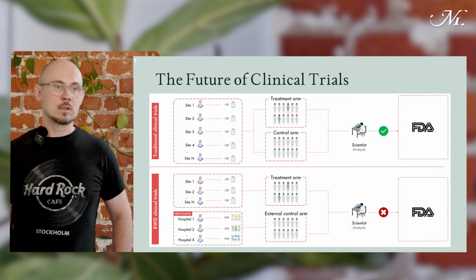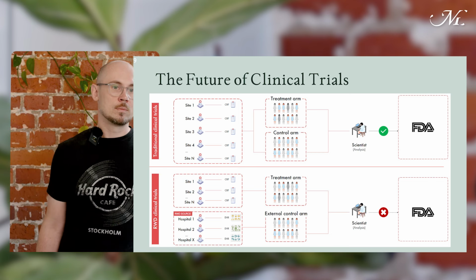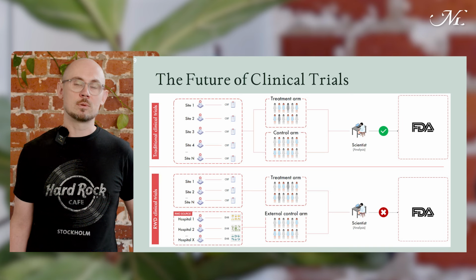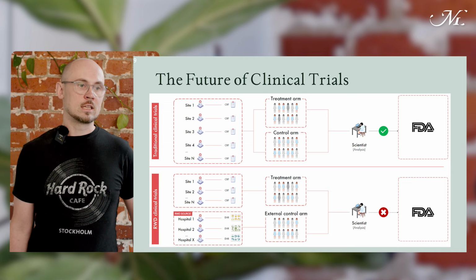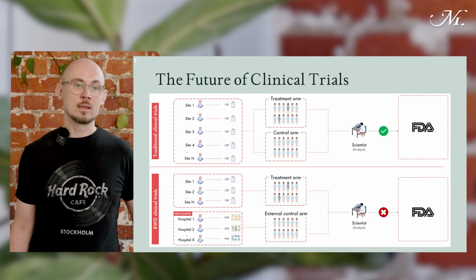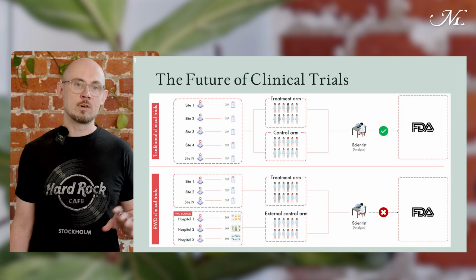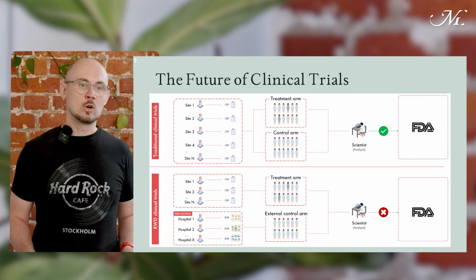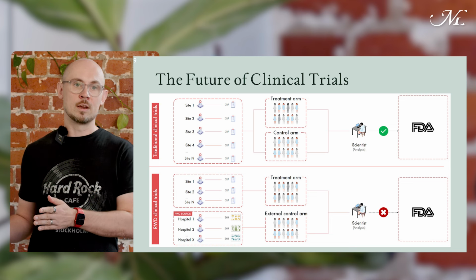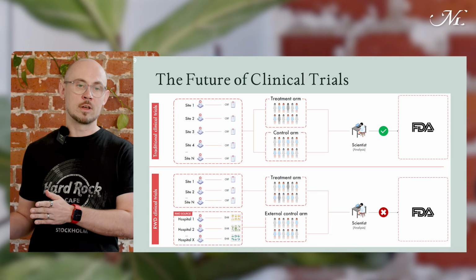So what else is there? What is an external control arm? Basically, we want to replace or augment a control arm with external data. Here you can see in this setup what happens with the data: in a normal setup, you collect data from sites. That's the standard way of collecting, and the regulator and the company know all the steps between getting the data to the end of the pipeline and submission to the FDA or EMA or some other health authority.